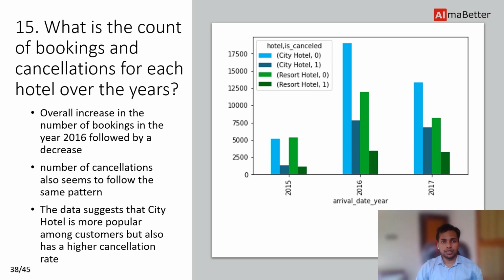Now, let's take a look at the count of bookings and cancellations for each hotel over the years. As we can observe from the stacked bar chart, we can see an overall increase in the number of bookings in the year 2016, followed by a decrease. The number of cancellations seems to follow the same pattern. This data suggests that City Hotel is more popular among customers. However, it also has a higher cancellation rate.